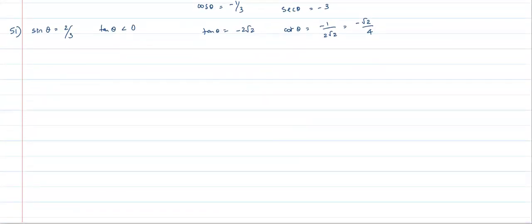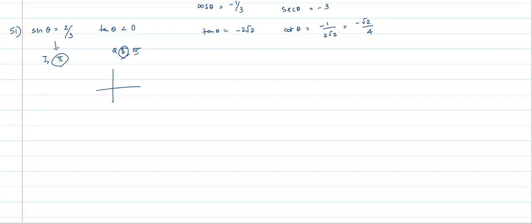So here, sine theta is positive and tan theta is negative. So sine theta is positive only in quadrants 1 and 2. Tan theta is negative in quadrants 2 and 4. So what is common is quadrant 2. So my angle is in quadrant 2.